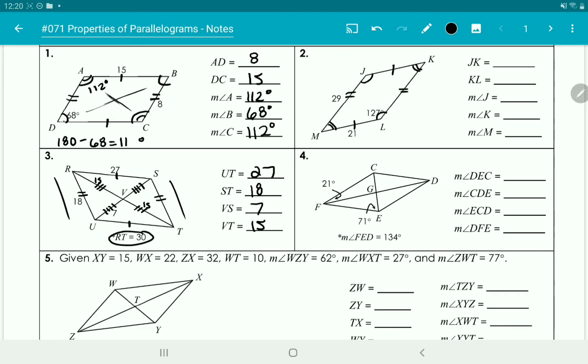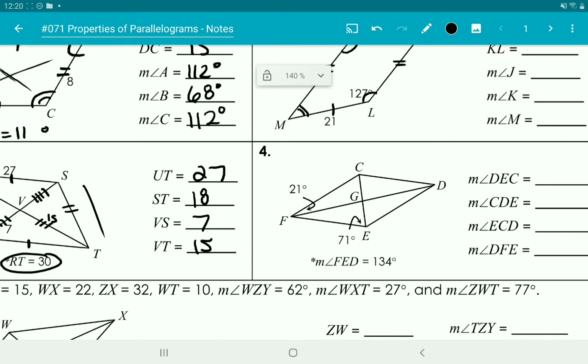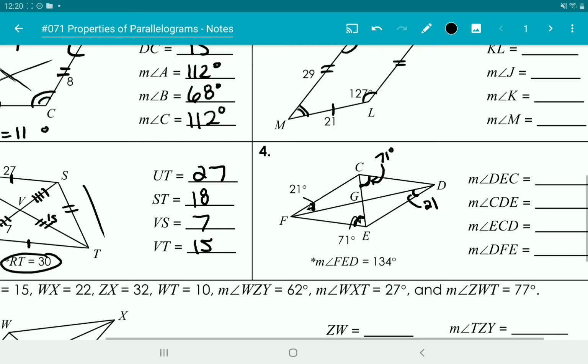Okay? Now let's look at number 4. Let's look at the angles. The angles get a little confusing, especially with the diagonals. So because of the diagonals, the main thing I want you to know is, if you have one of the ones on the inside with a diagonal, if you follow the diagonal to the other corner and you go across it, those are the same. So that one's 71, so this one's 71. So this one, we follow the diagonal over to D, and we go across it. This one is also 21. Okay? That's the main thing to know.